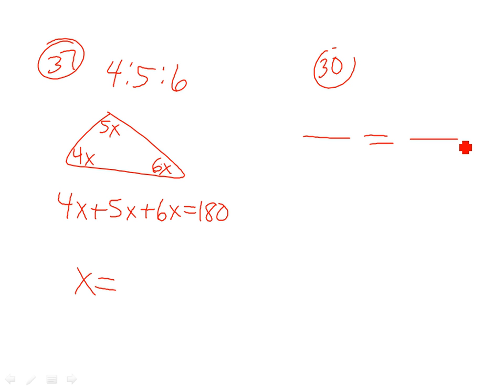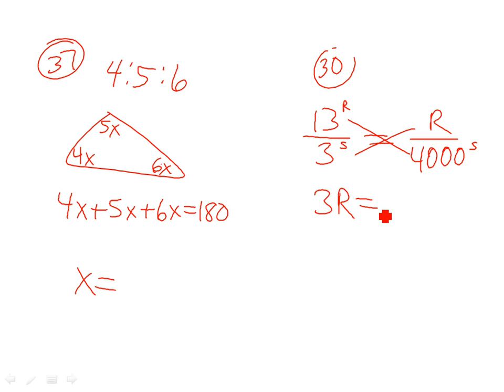What's the first ratio that they give us? Rodents to snakes, 13 to 3. What's the 13 stand for? Rodents. What's the 3 stand for? Snakes. Now what? 4,000 snakes. Where's that going to go? What's going to go on top? Maybe R, maybe x, it doesn't matter really, but now what do we do? Cross multiply, you get 3R. Somebody help me out. Now what?